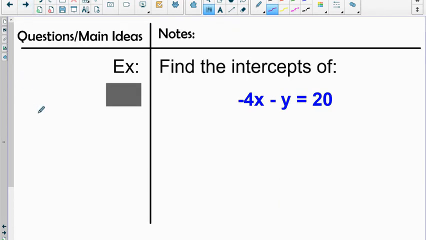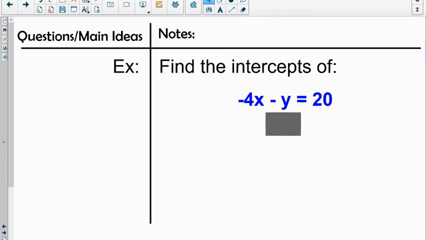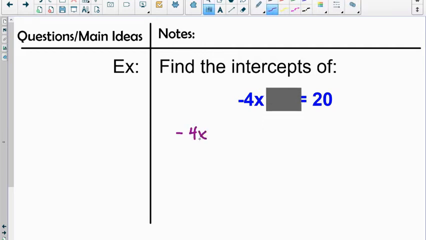Let's take a look at another example. This time we're just going to find the intercepts. We're not going to worry about actually graphing. If I want to find the x-intercept, I cover up the y, and I solve the remaining equation. -4x equals 20. I use division to solve, and I get x equals -5. So my intercept, thinking about my numbers, the x-coordinate, which always goes first, was -5, and that was because my y-coordinate was 0.